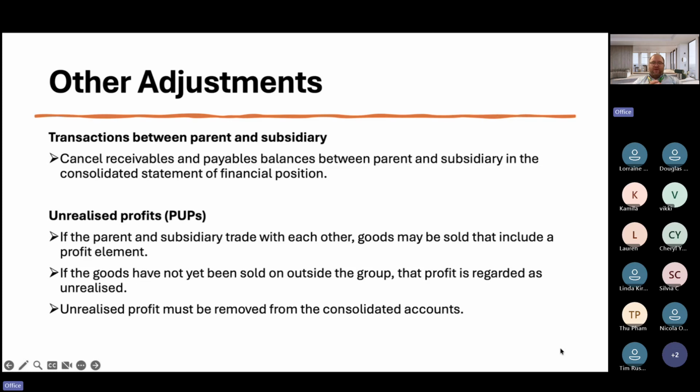But if the goods are then going to be sold, let's say the parent sells something to the subsidiary, the subsidiary sells it to the public. When the subsidiary sells it to the public, I should imagine that there's going to be some level of profit there, sold outside the group. Now that profit is regarded as unrealized because it's not yet been achieved, has it? That profit's not yet actually manifested itself. So what it's saying is unrealized profit must be removed from consolidated accounts because right now it doesn't exist.